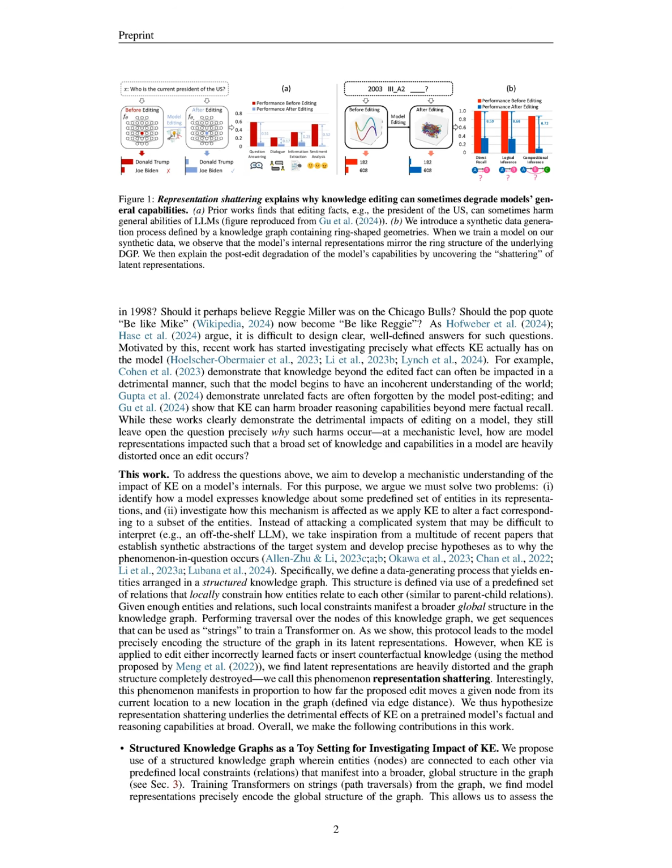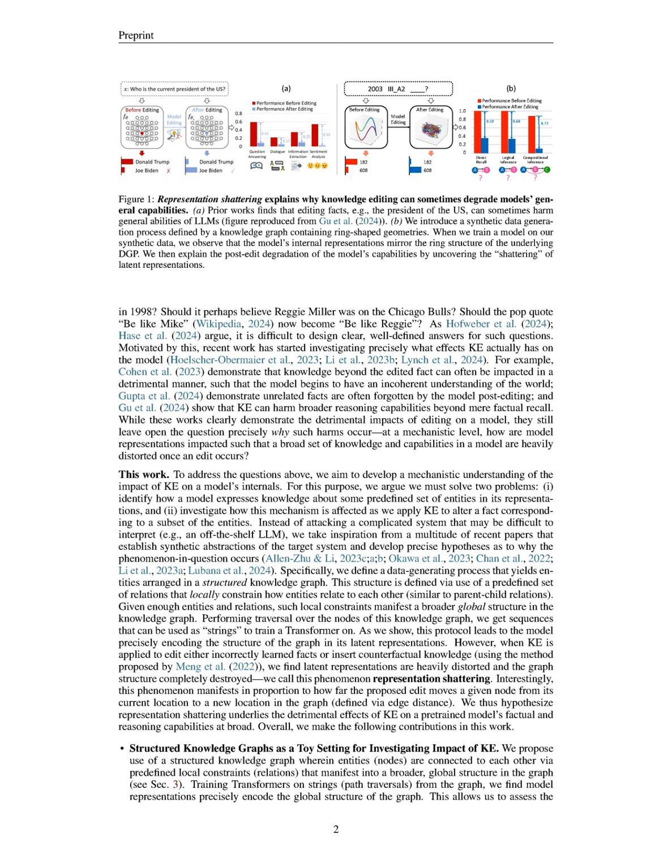I. Identifying how a model expresses knowledge about a predefined set of entities in its representations, and E. Investigating how this mechanism is affected when K is applied to alter facts related to those entities. The research highlights the phenomenon of representation shattering, where the model's latent representations become heavily distorted after an edit, leading to a complete destruction of the knowledge graph structure.